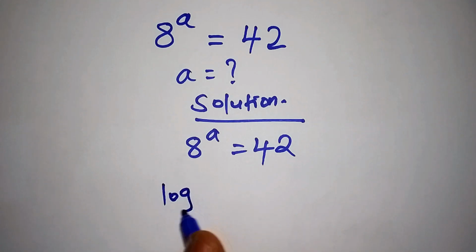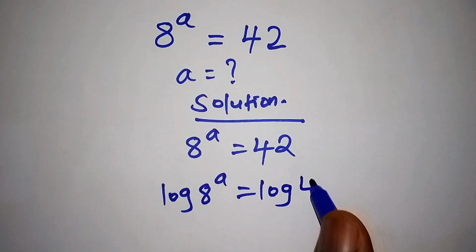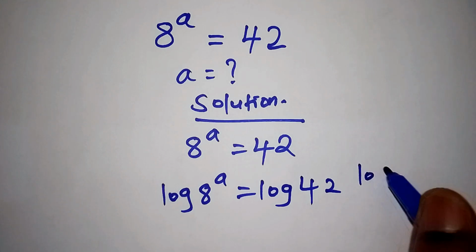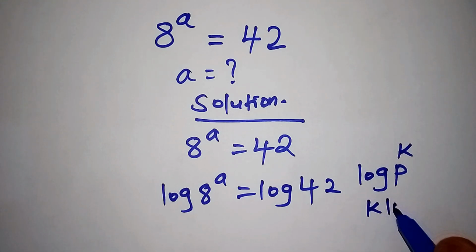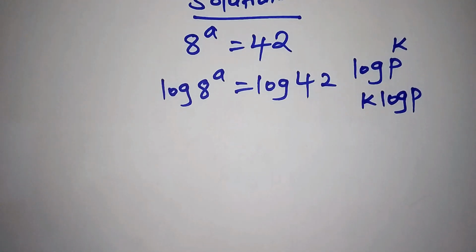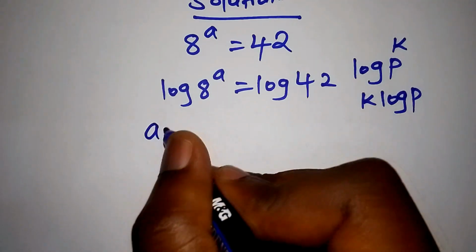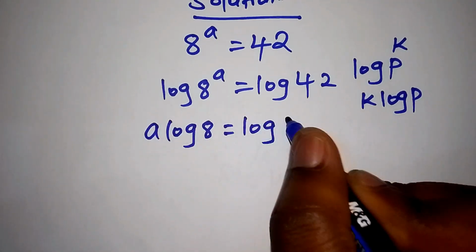So we shall now have the log of 8 to the power of a is equal to the log of 42. When you have, for example, the log of p to the power of k, this can be written as k times the log of p, according to the law of logarithms. So the log of 8 to the power of a can be written as a times the log of 8, which is equal to the log of 42.